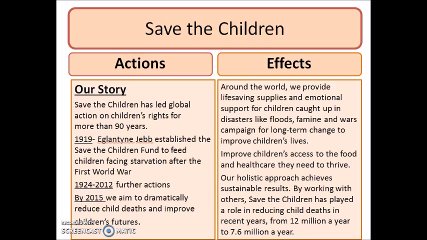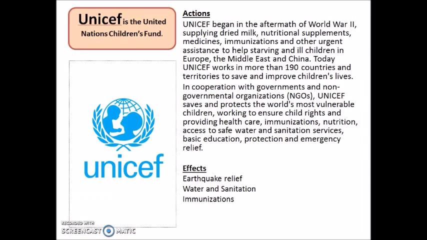Some of the effects: around the world, they provide life-saving supplies and emotional support for children caught up in disasters like flood, famine, and wars. Campaign for long-term change to improve children's lives. Improve children's access to the food and health care they need to thrive. Their holistic approach achieves sustainable results. By working with others, Save the Children has played a role in reducing child deaths in recent years from 12 million a year to 7.6 million a year.